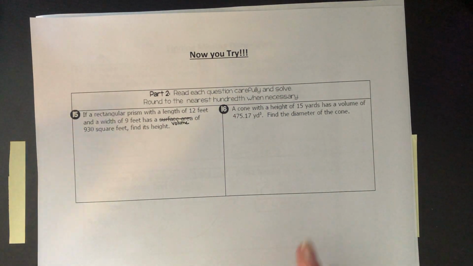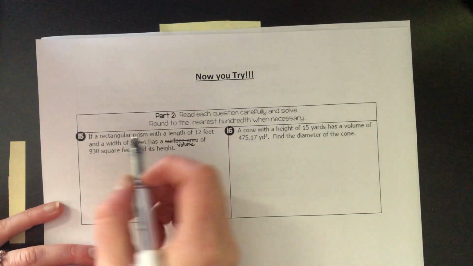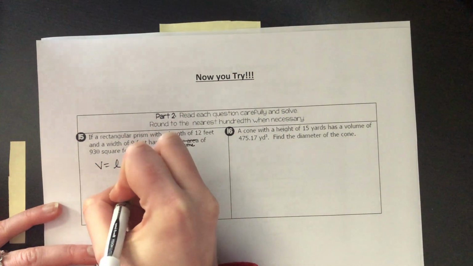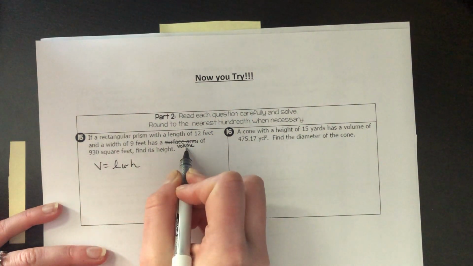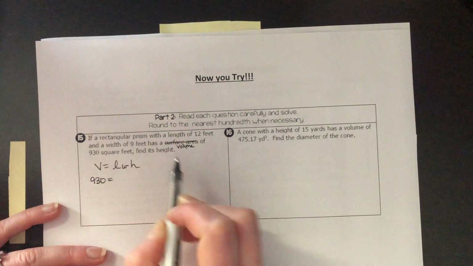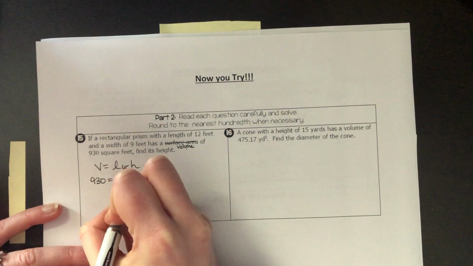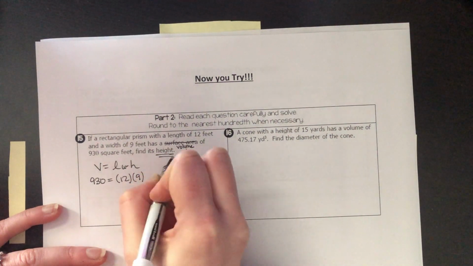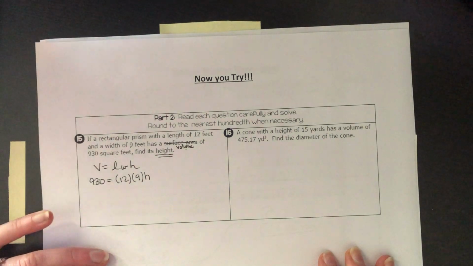All right, so hopefully you paused and tried it. So for number 15, we have a rectangular prism. Well, the volume formula is length times width times height. The volume, which I changed surface area to volume, is 930. So I substitute. Let's see, they gave us the length of 12 feet. They gave us the width of 9. And then it tells me the keyword, I'm finding height, so I know I'm going to bring down h. That's what I got to find.